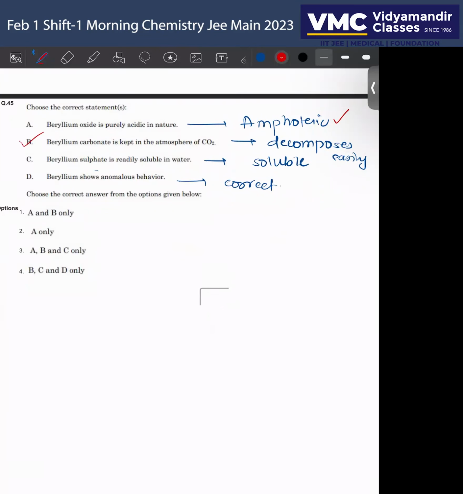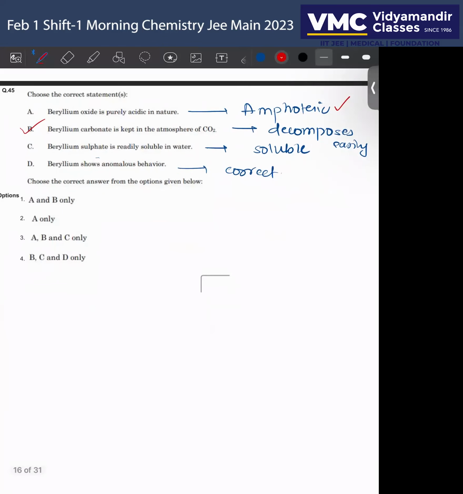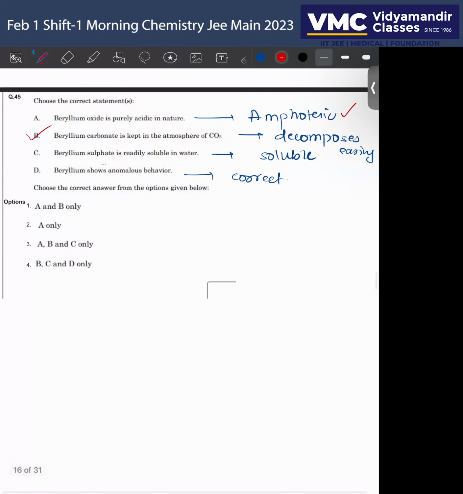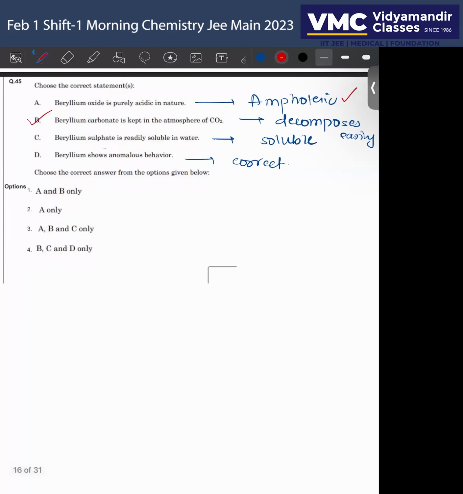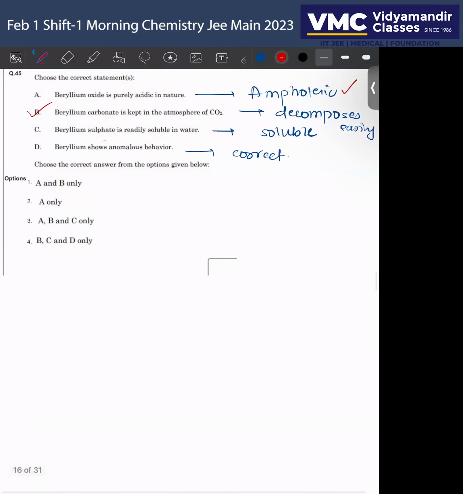Therefore, it is correct. Beryllium sulfate is readily soluble in water. That is also correct, because the lattice energy of beryllium sulfate is less than its hydration energy. Same is the because of the combination, sulfate is a bigger ion, whereas beryllium is a smaller ion. It is not a good combination for lattice energy. Therefore, hydration energy exceeds the lattice energy, and hence it is readily soluble in the water.